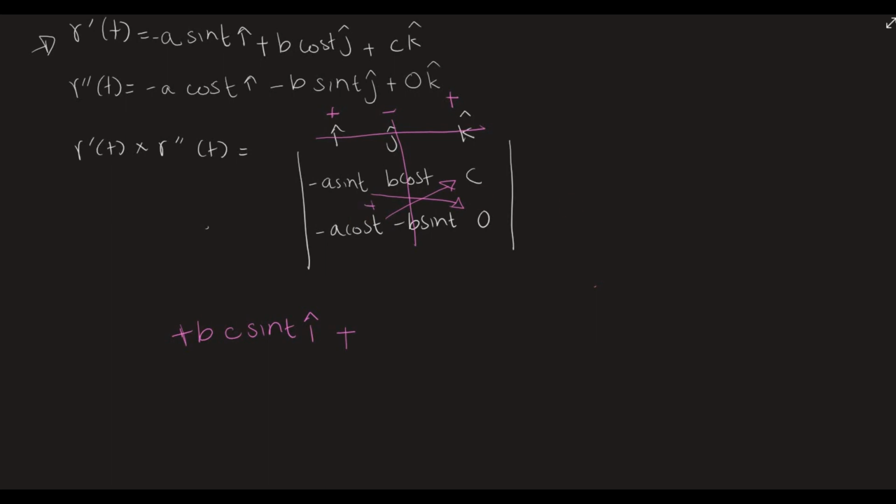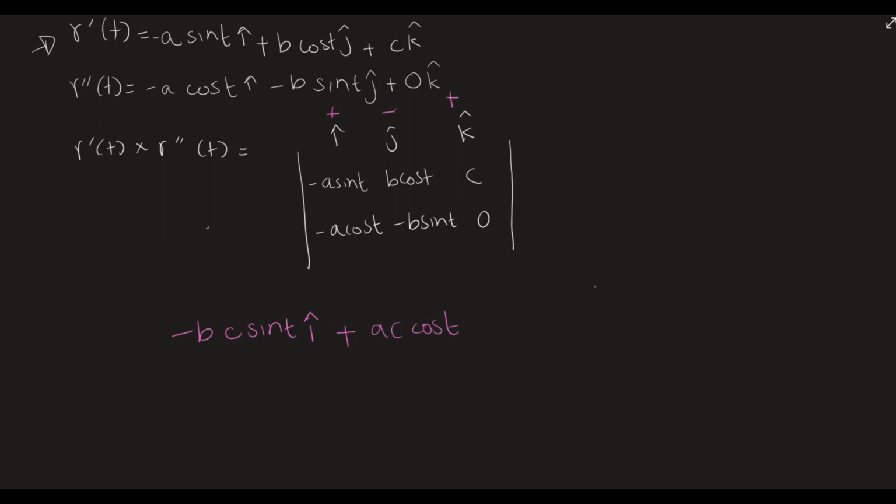So what are we going to write then? Let me remove all this mess here. What did we say? It's going to end up being ac cosine t.